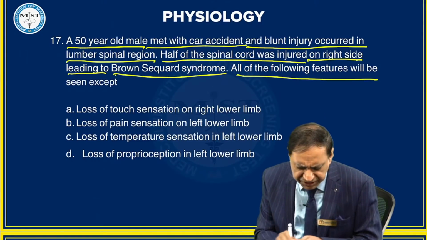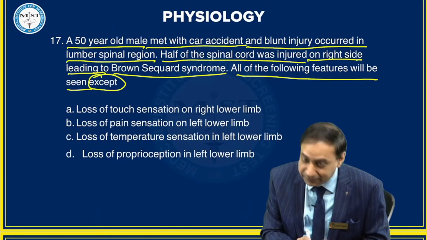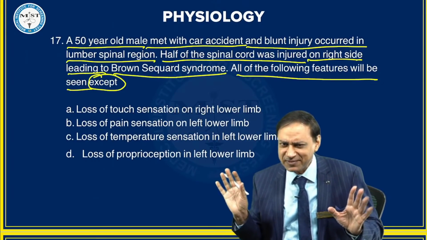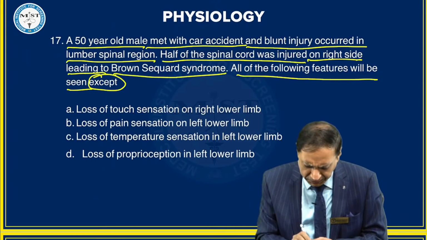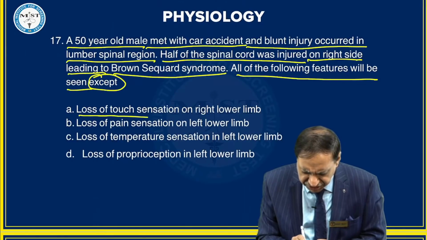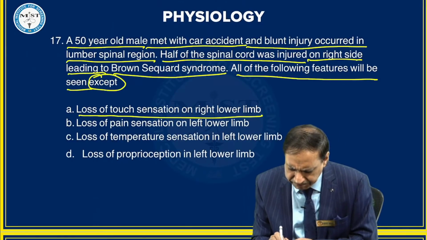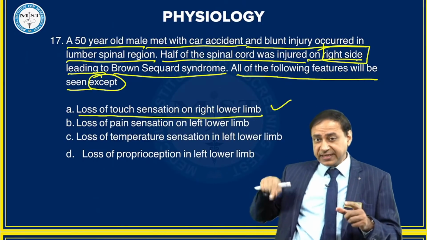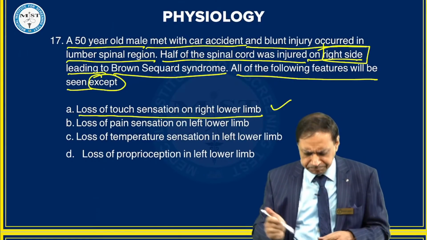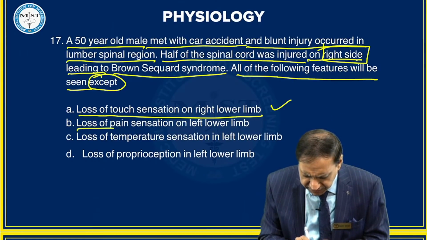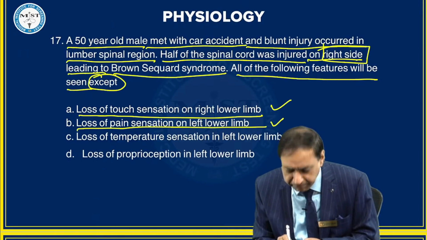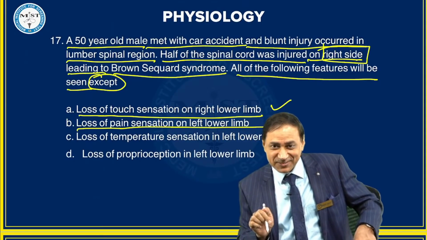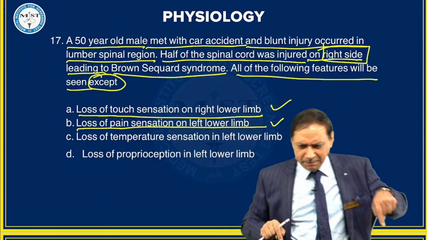All of the following features will be seen except, now, in Brown-Sequard syndrome. It is a regularly asked question. Regularly they ask it. Loss of touch sensation on the right lower limb. It is injured on the right side, so touch will go in the right lower limb. Fine. Loss of pain sensation on the left lower limb. Pain will be lost in this limb. Touch will go here, pain will go here.